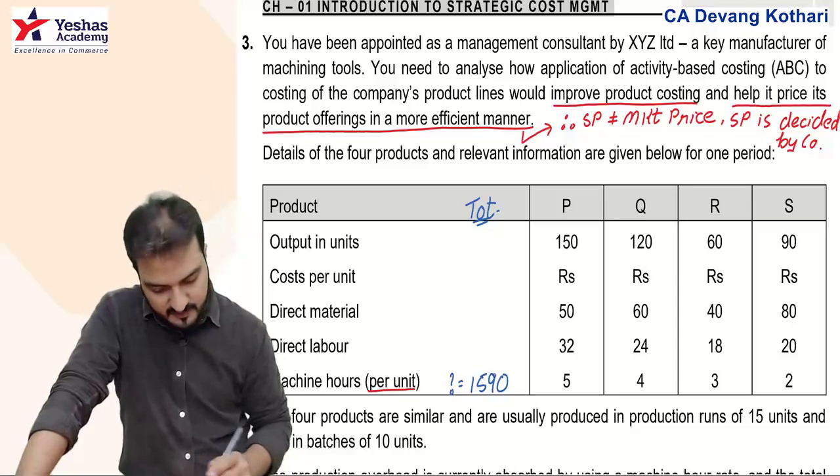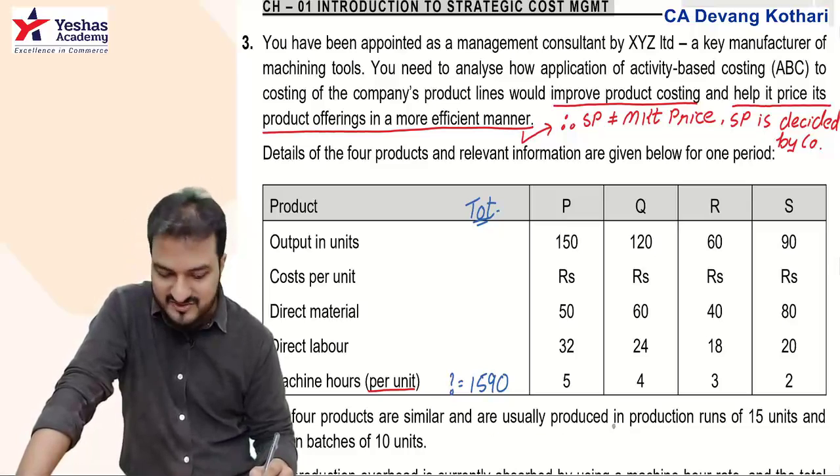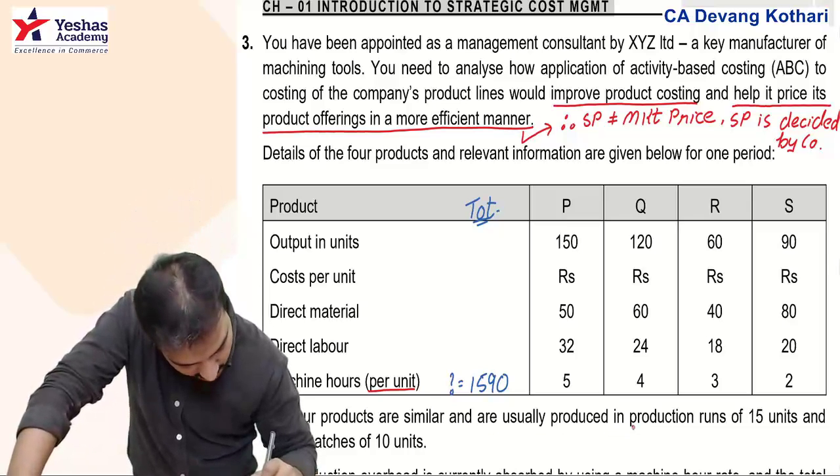Done? Yeah. Further, the 4 products are similar and are usually produced in production runs of 15 units. Underline.